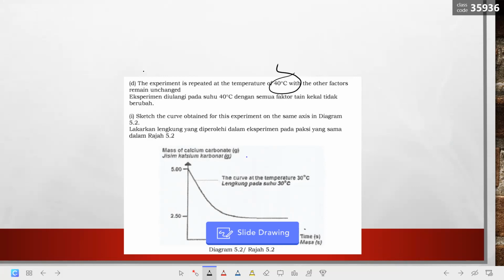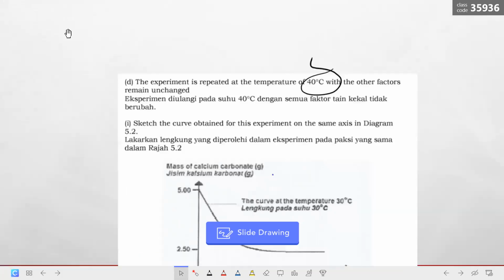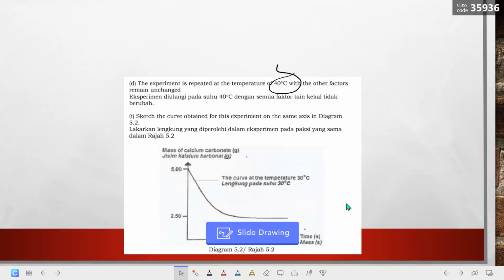Who would like to do this? You can actually draw on my screen now. Annotate on teacher's screen. How would my graph be for 40 degrees Celsius? Be brave. If you don't try, you wouldn't know. Okay, correct.